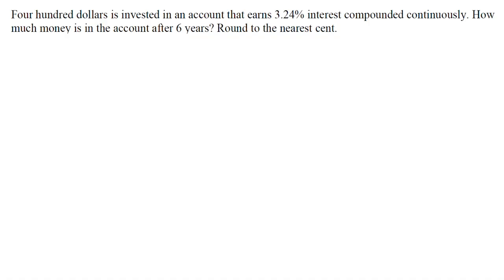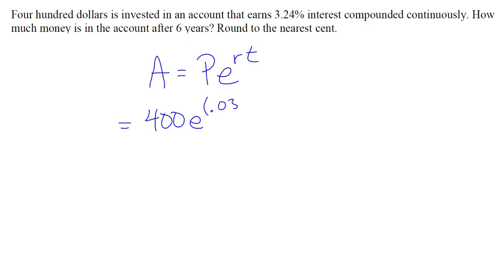All right, here's our last interest problem. We've got $400 that we put into an account that earns 3.24% interest, this time compounded continuously for 6 years. So this formula is a little different. It's A equals P, principal, times e to the interest rate as a decimal times t, A equals Pe^(rt). So our final amount should be equal to our initial 400 times e to the interest rate in decimal, which will be 0.0324 times 6 years.